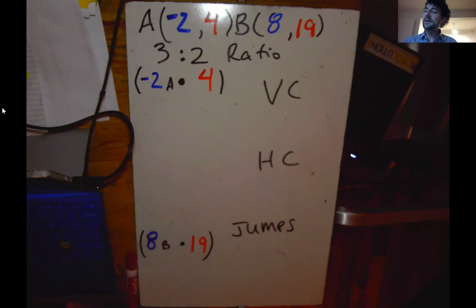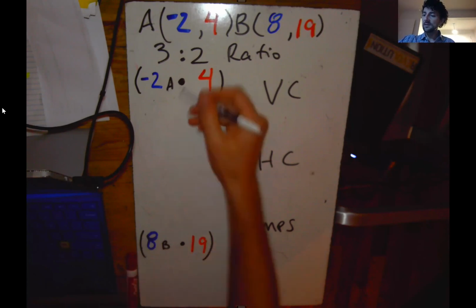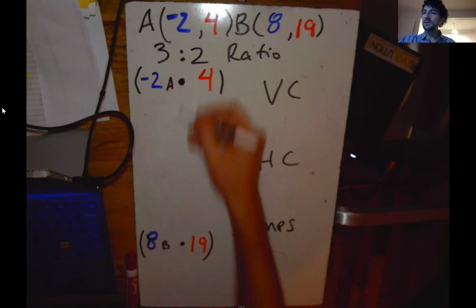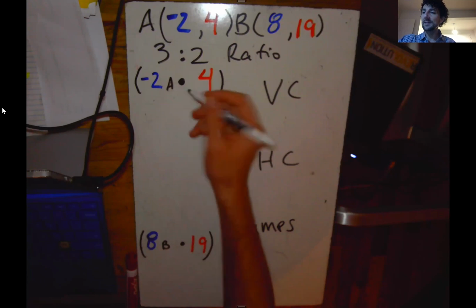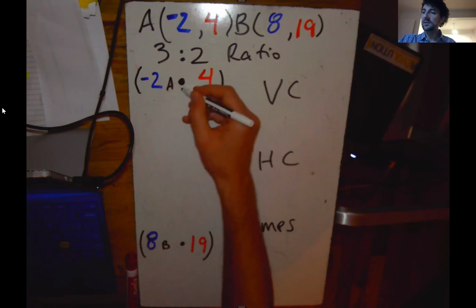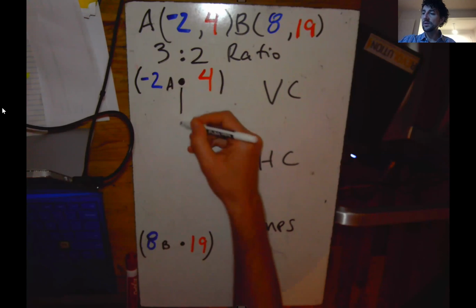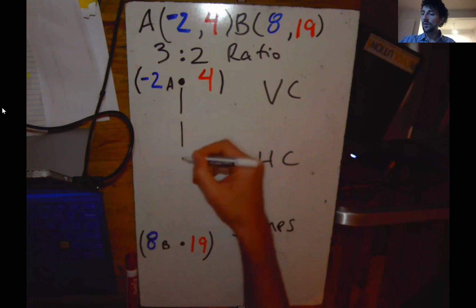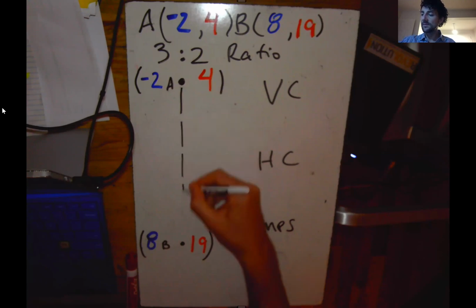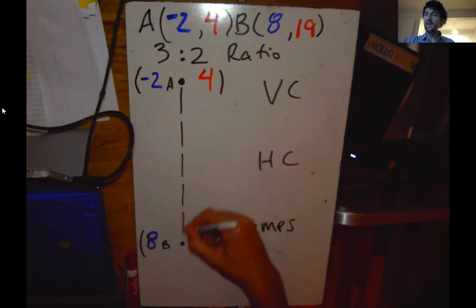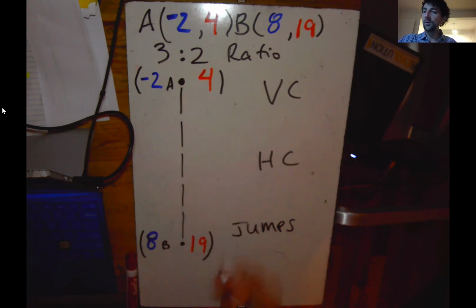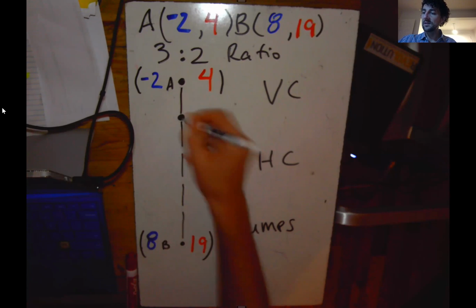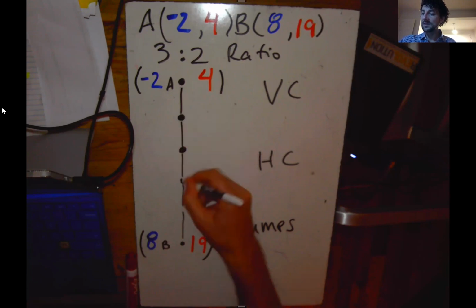Now, in order for me to break up this long line segment into a 3 to 2 ratio, I need it to be broken up into 5 little line segments. So I'm going to draw those in. This is just a sketch. 1, 2, 3, 4, 5. 5 little line segments for the 3 to 2 ratio. Now I can fill in the points that will connect these little line segments into the long one.